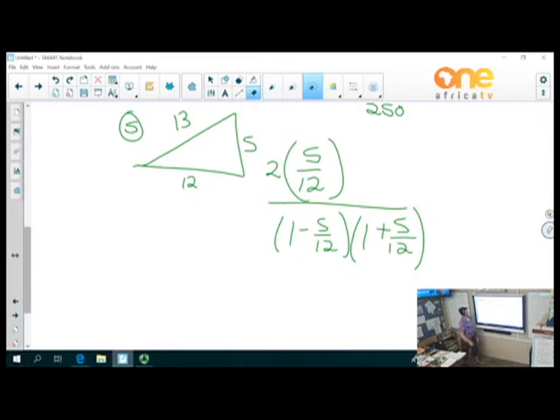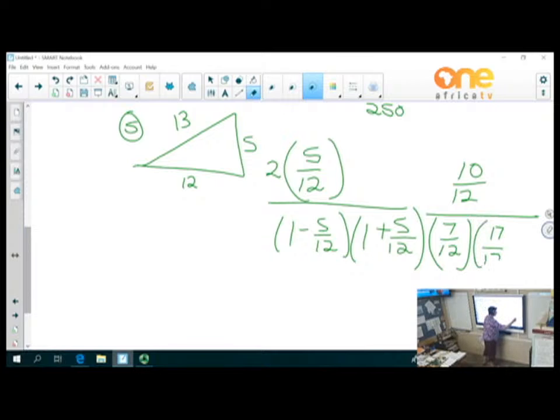The value is 5/12. So this one is going to be 10/12 over, what is 1 minus 5/12? 7/12. And what is 1 plus 5/12? 17/12. Okay? And now I just have to deal with it as a fraction. Your final answer, that part you can do on the calculator, but it must be as a fraction.